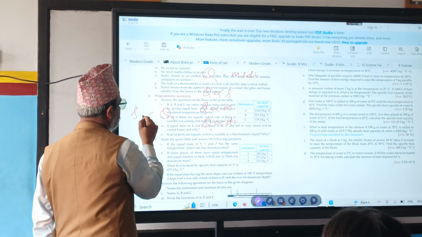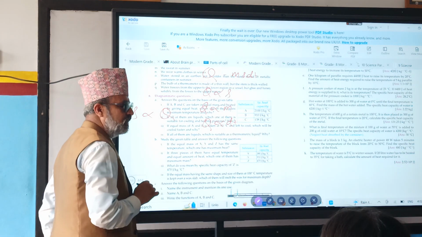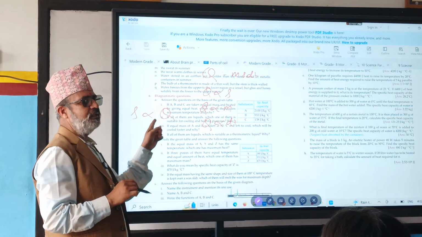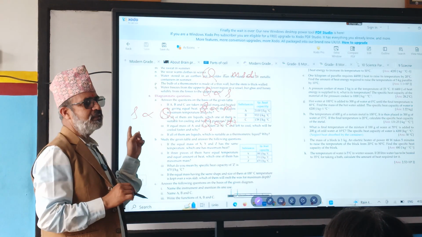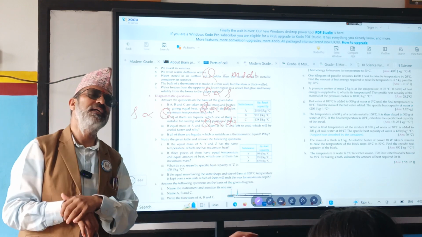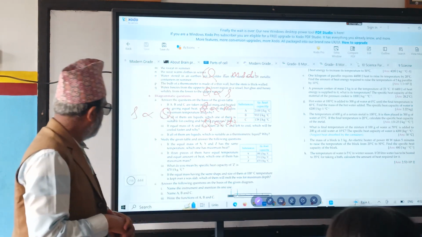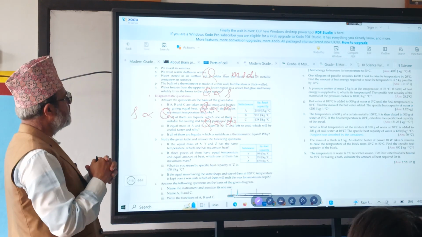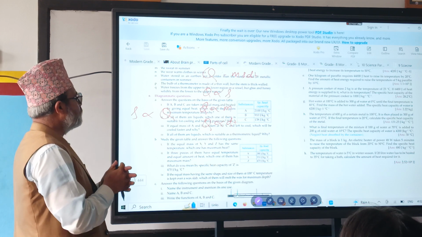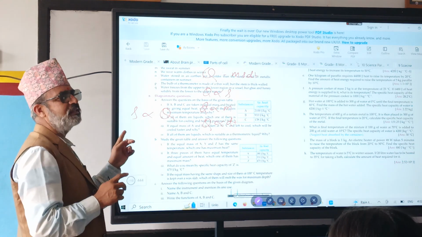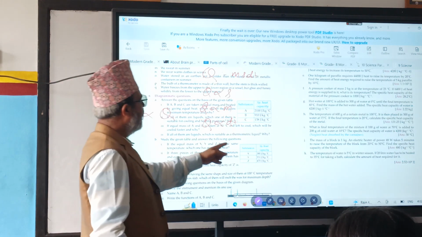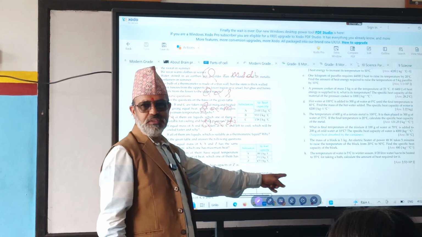So direct proportional or not? Then more specific capacity, more heat. Less specific capacity, less heat. So what is the answer then? Y, sir. If the equal mass of X, Y, and Z has the same temperature, which one has maximum heat? Y. Y has maximum heat because it has highest specific heat capacity.